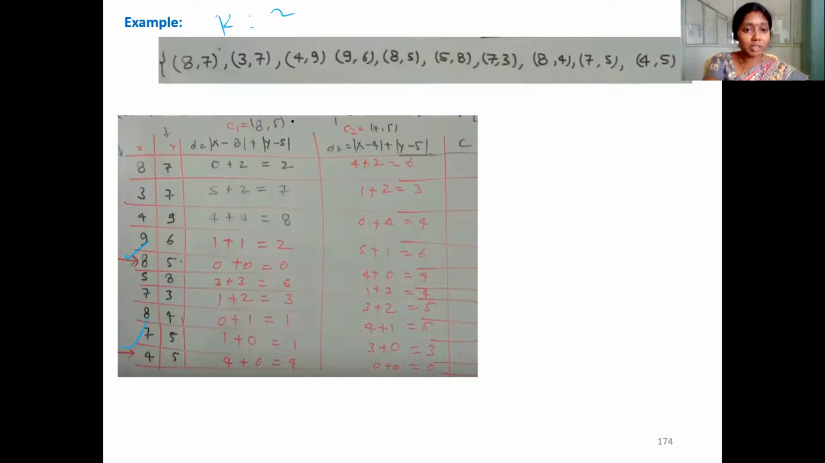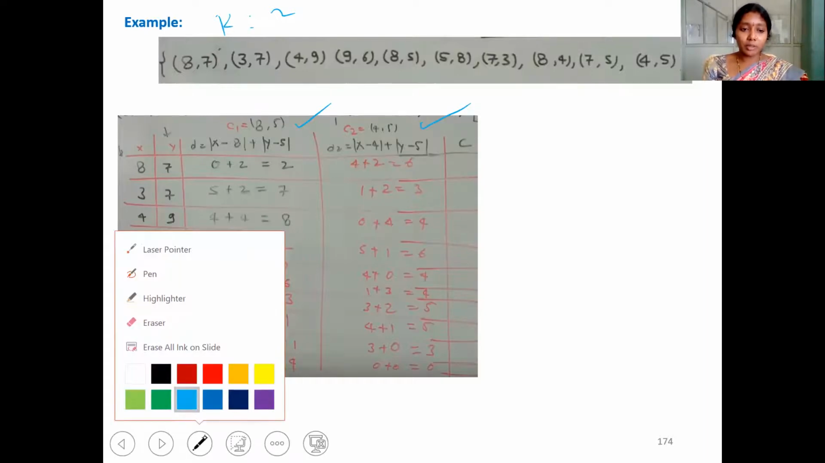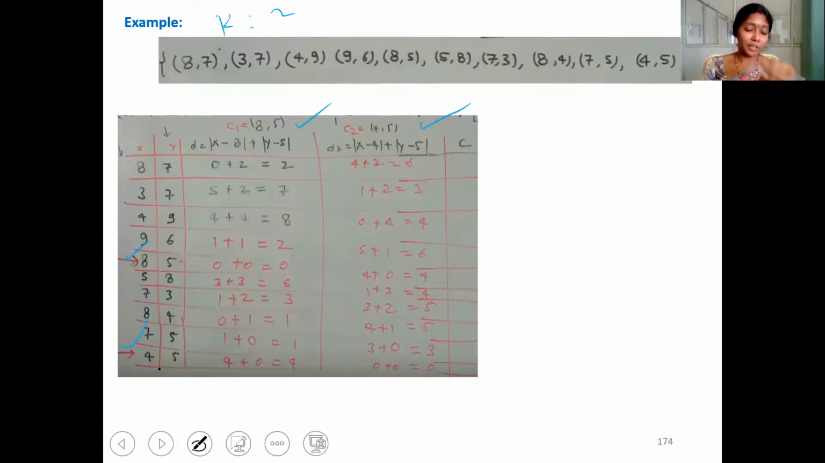So what do the first column and the second column indicate? We have a distance formula, right? We can go for Euclidean or Manhattan, whatever. Here they have considered Manhattan distance. The first column indicates the distance between each and every point and the first medoid. The second column indicates the distance between each and every point and the second medoid 4, 5. Did you understand that?